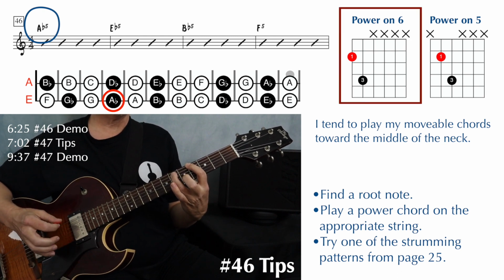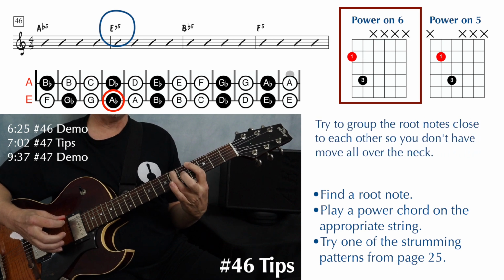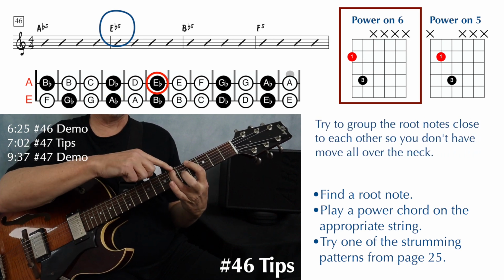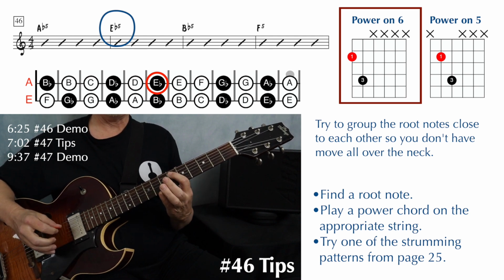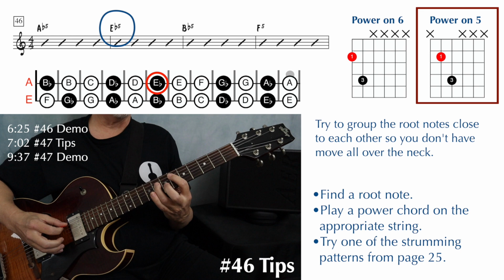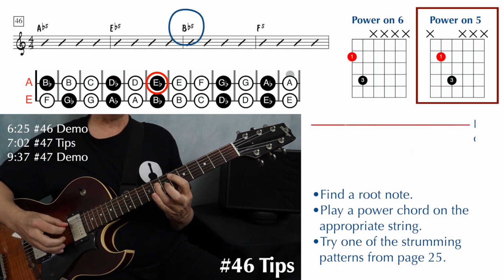Next, we want to find a close E flat for our E flat 5 or E flat power chord. You're actually putting your 3rd finger on it right now. That's at the 5th string, 6th fret. And you play that power chord shape. Next power chord, we're looking for a B flat 5.